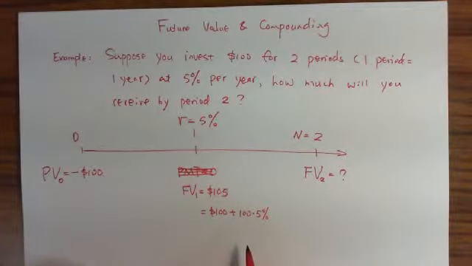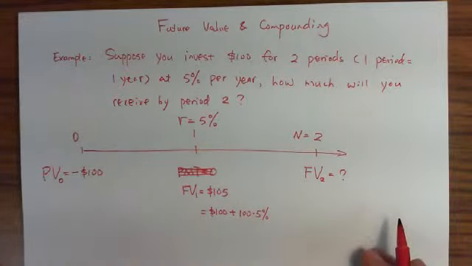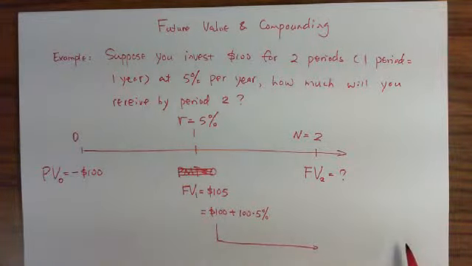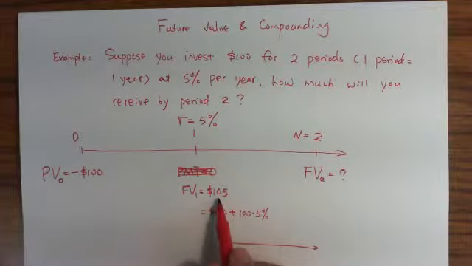So this is the balance at the end of the first period. Now we want to know the balance at the end of the second period. So we have to move the money one period into the future. Now it is very important that you notice here, the balance is 105.